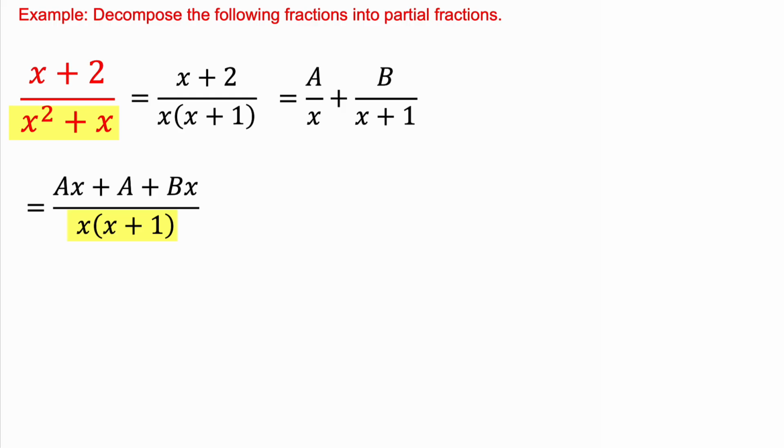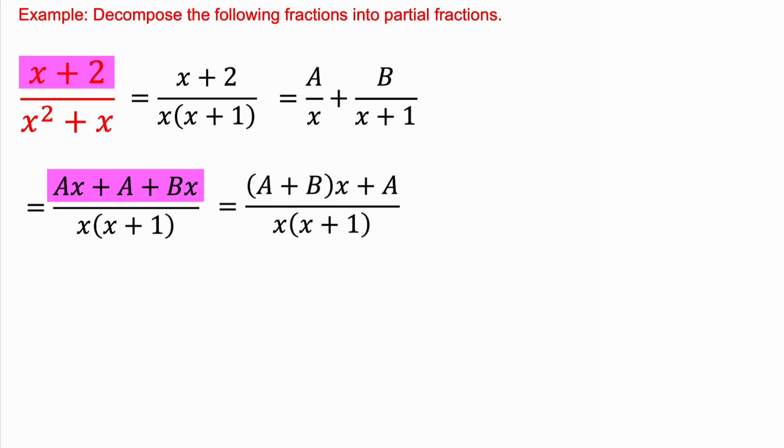Now, the denominators in our problem are the same. The denominator of the original fraction is x times x plus 1. The denominator I wrote is also x times x plus 1. What is the numerator of the original fraction? What is the numerator of the fraction in our problem? x plus 2. The numerator I found was ax plus a plus bx, and I factored out an x from the x terms. You see, it became a plus b times x plus a.